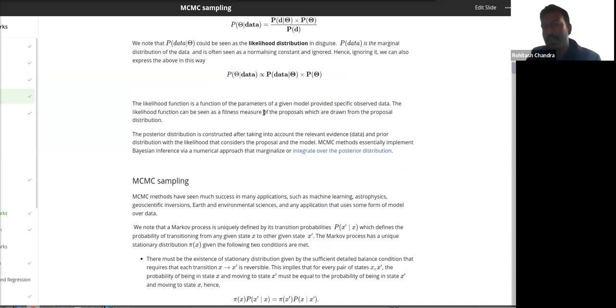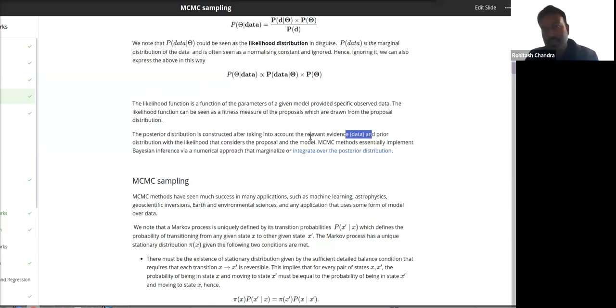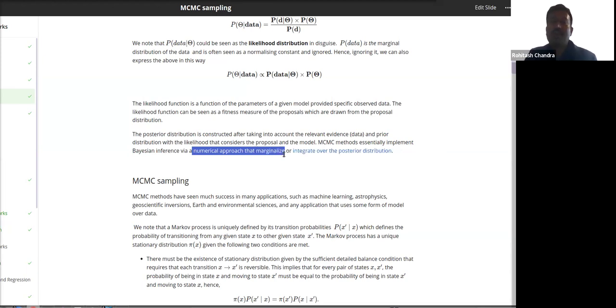So the likelihood is a function of the parameters given a model and specific data, and it's a measure of fitness, as I said repeatedly. And the posterior distribution is constructed after taking the relevant information from the data, the evidence. So the data is also known as evidence, and this is an iterative procedure. And MCMC methods implement Bayesian inference. It's a numerical approach, and it is also known as marginalizing or integrating over the posterior distribution.